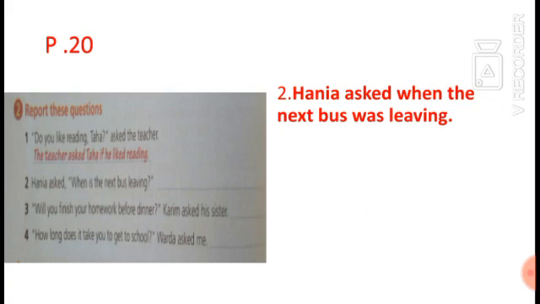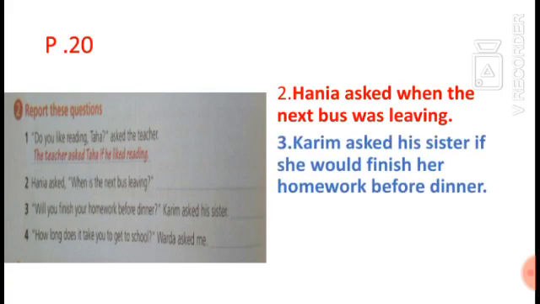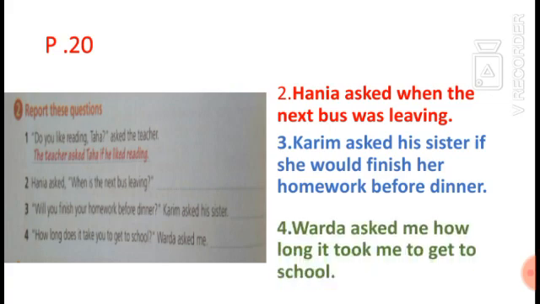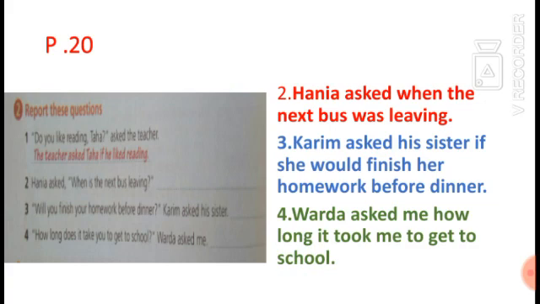Number 3: "Will you finish your homework before dinner?" Karim asked his sister. Karim asked his sister if she would finish her homework before dinner. So pay attention that we change "will" into "would" plus infinitive, would finish. Number 4: "How long does it take you to get to school?" Warda asked me. Warda asked me how long it took me to get to school.